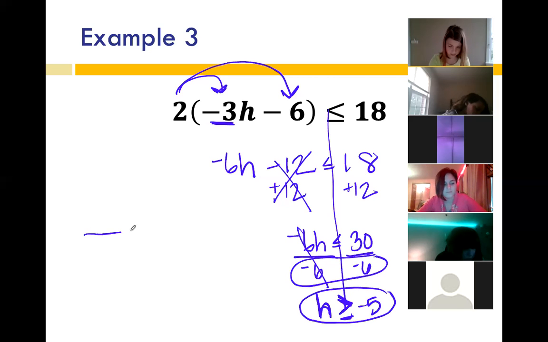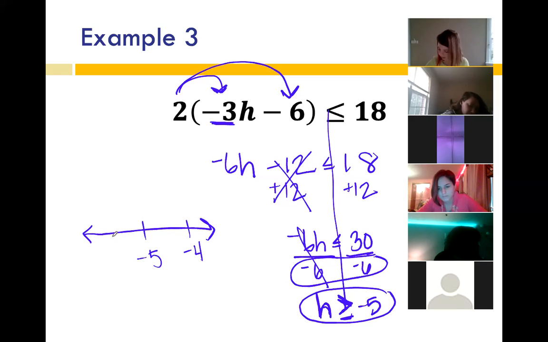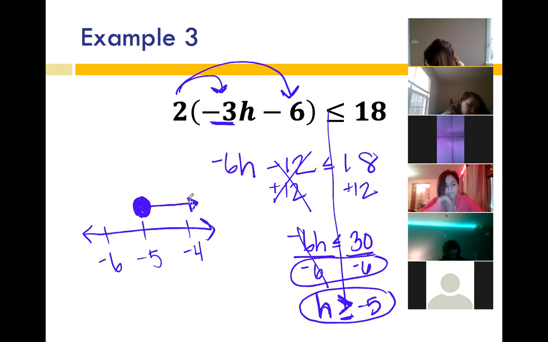And as a quick little graph, we have -5, -4, and -6. This one is a closed circle because it's greater than or equal to. So when it has the line underneath it, we close that, shade in that circle, and then greater than will go to the right.